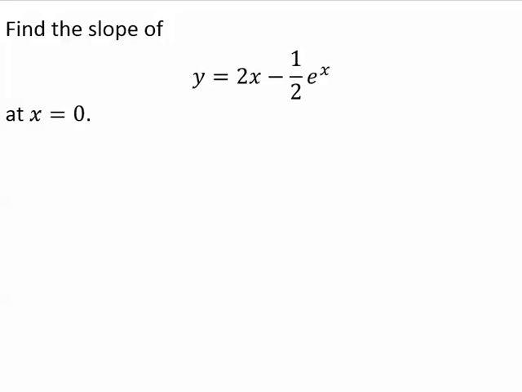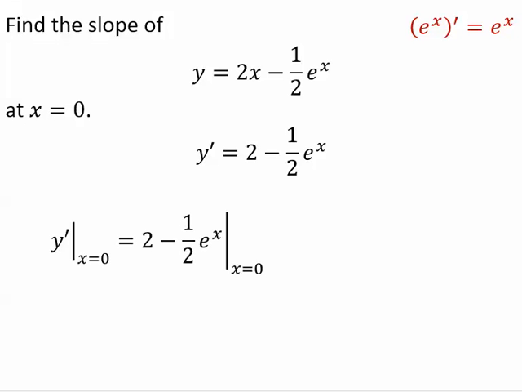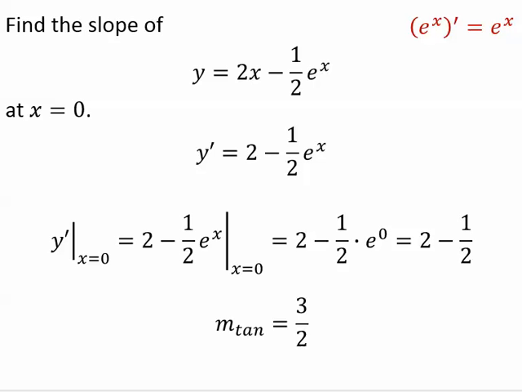Let's use that discovery to find the slope of this function at the point x equals 0. What's the derivative of 2x? What's the derivative of e to the x? After you find the derivative, evaluate it for x equals 0. Now e to the 0 equals 1, and so when the dust settles, I get 3/2. The slope of the line tangent to the graph at x equals 0 is equal to 3/2.